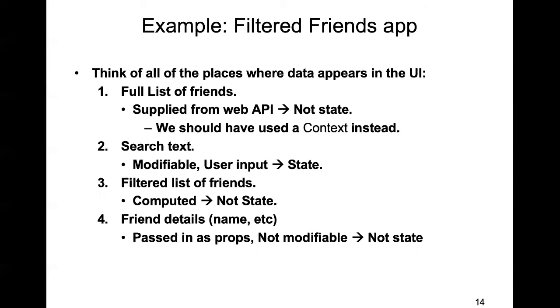And number 4, if you took any particular friend displayed on the UI, like their name and their email, that's data as well. But that was data that was passed in as props to the friend component, if you remember. So it wouldn't be state either.